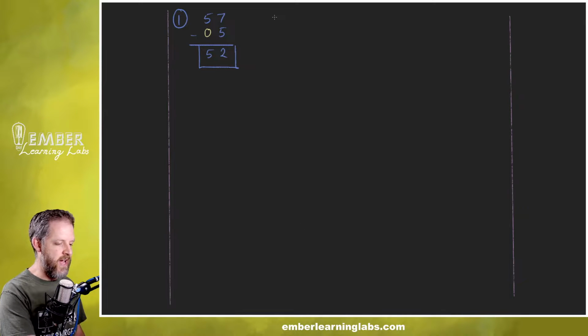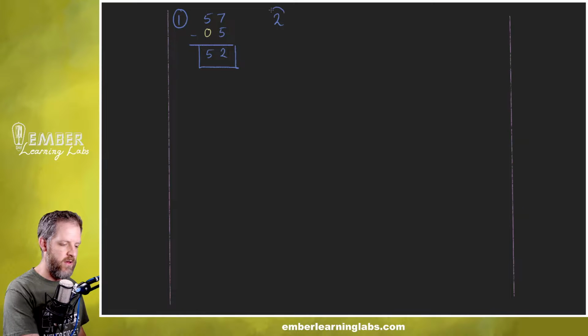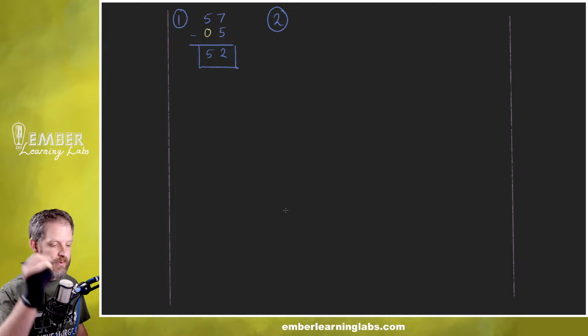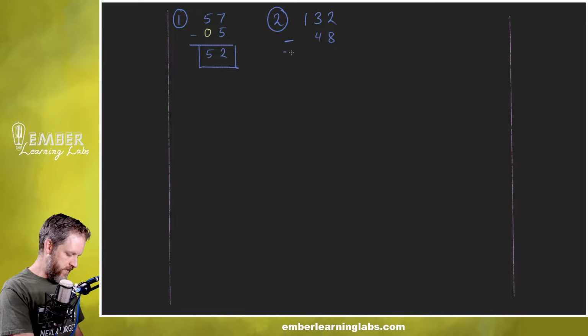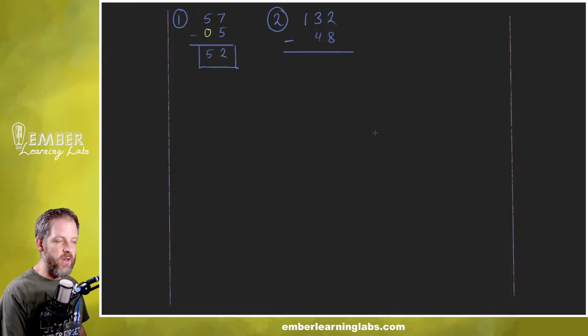Let's do one where we actually have to borrow this time. How about we do a 3-digit and a 2-digit? We're going to kick it up a couple notches. Let's do 132 minus 48.